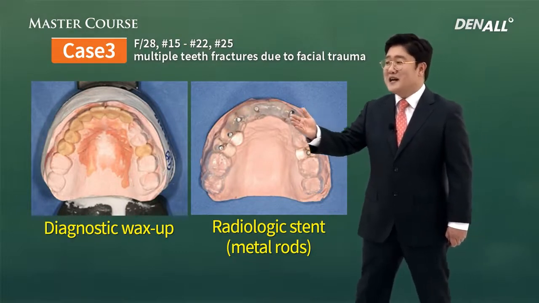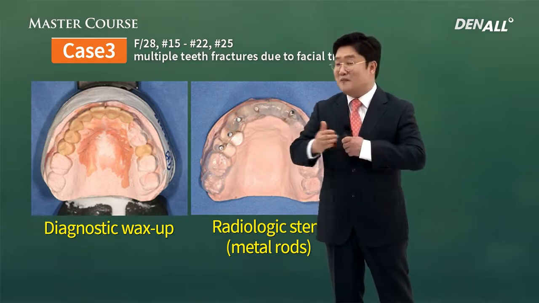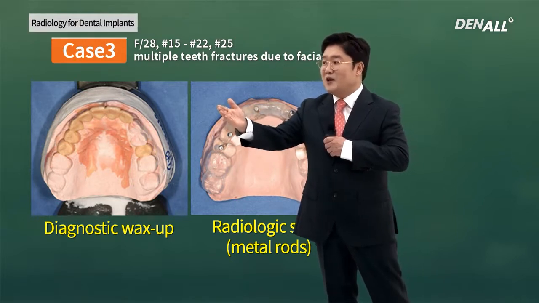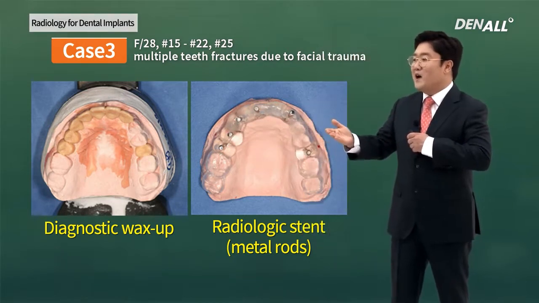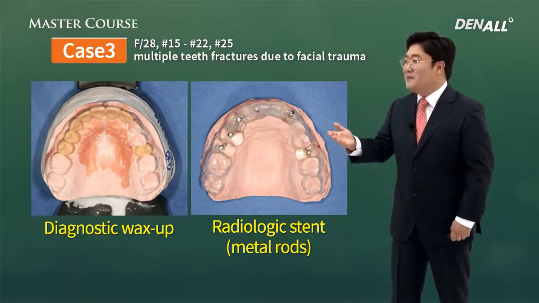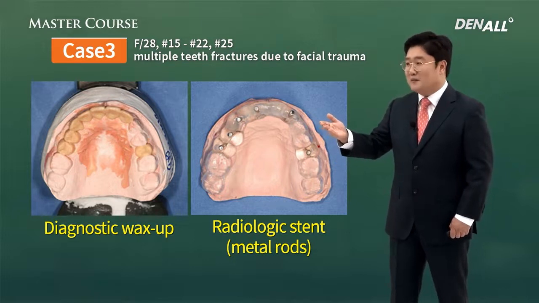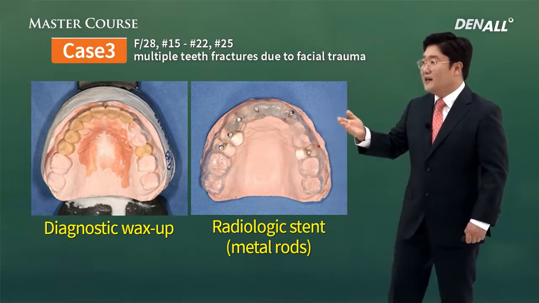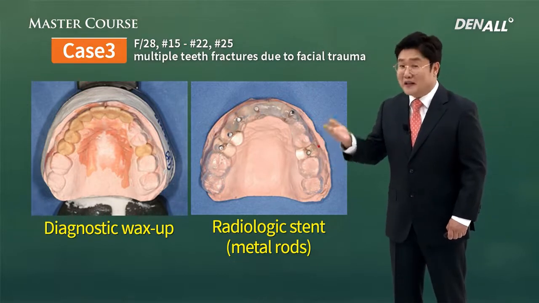The missing teeth, for the missing teeth, the diagnostic wax-up is made. 1, 2, 3, 4, 5, 8 teeth are made like this. After that, over that, radiologic stent is fabricated at the region where implants will be placed. We insert metal rods. 1, 2, 3, 4, 5, 6. 6 rods are seen here. At these positions, implants will be placed.